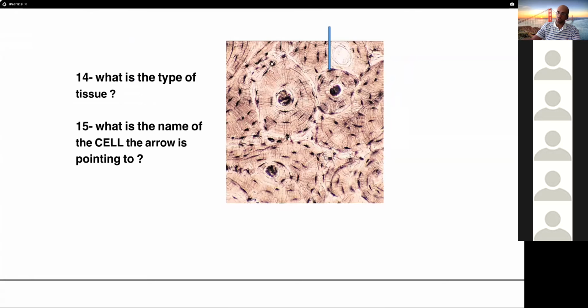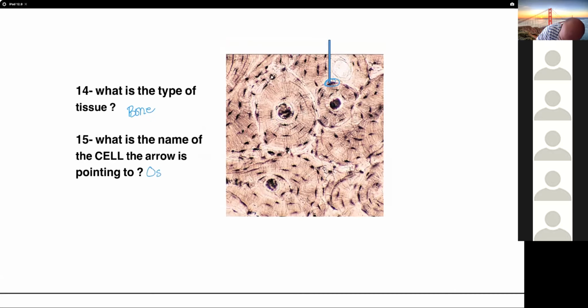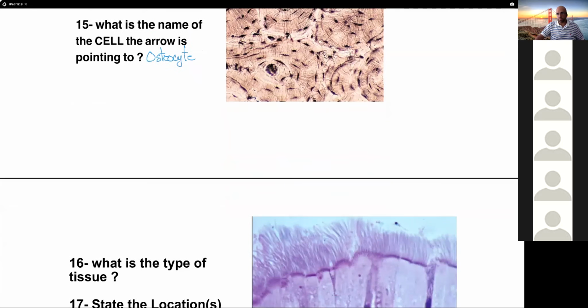All right, what kind of tissue are we looking at in here that looks like a transverse section in a tree? Yes, osseous tissue, or bone tissue. What's the name of the cell that I'm pointing to? What is the name of the mature bone cell? This is my osteocyte.